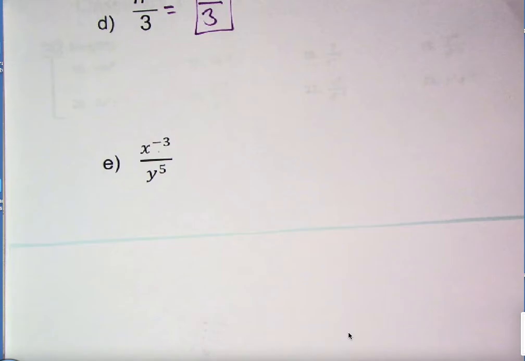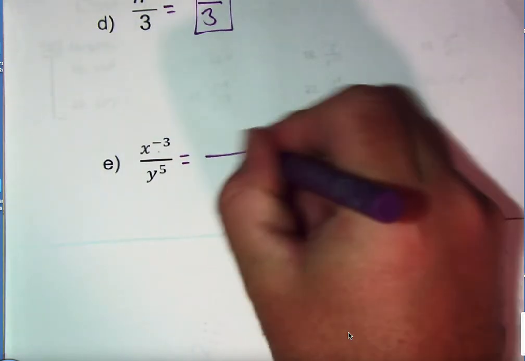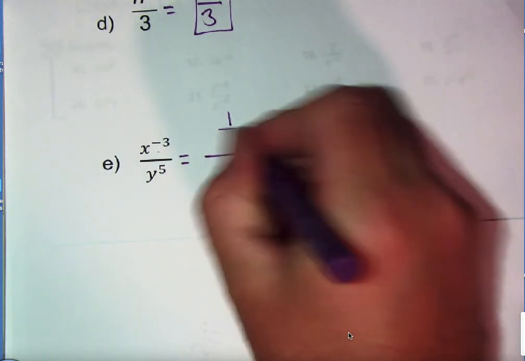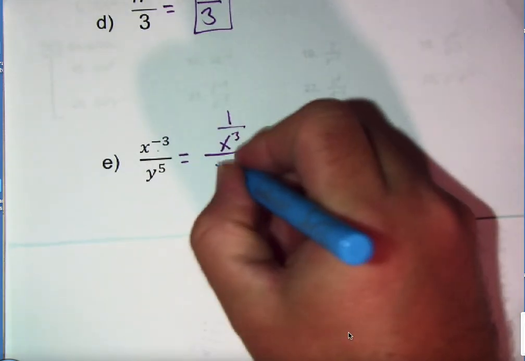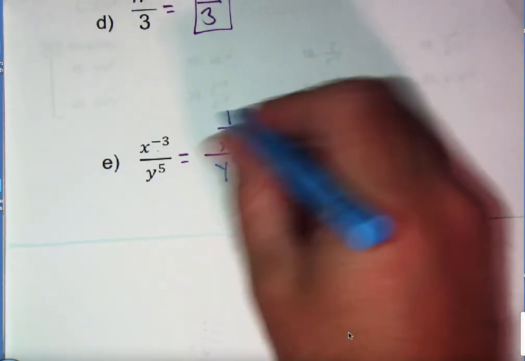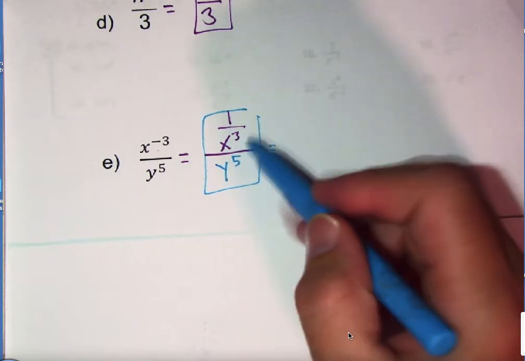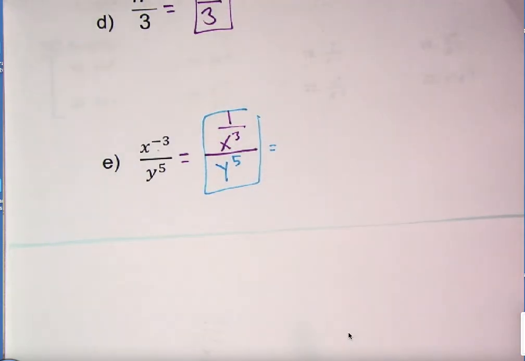Oof, we're about to get tricky. We have x to the negative third over y to the fifth. Well, x to the negative third is equal to 1 over x to the third. Y to the fifth is fine. Okay, that would normally be the answer, but mathematicians don't like fractions inside of fractions, so we have to resolve this.